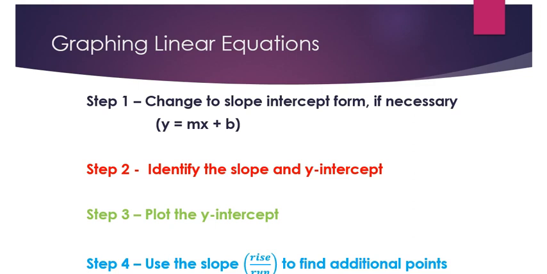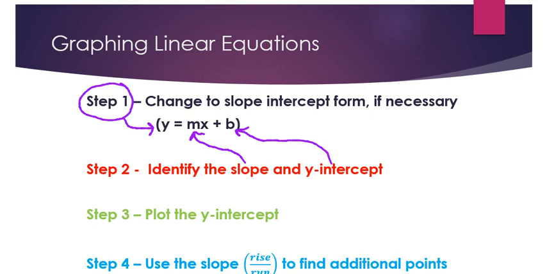steps, okay? The first thing we want to do is convert our equation to slope-intercept form, okay? If it's not already in slope-intercept form, your first step is to convert it to slope-intercept form. Step 2 is going to be to identify the slope and the y-intercept, which we can easily do once we have it in slope-intercept form.